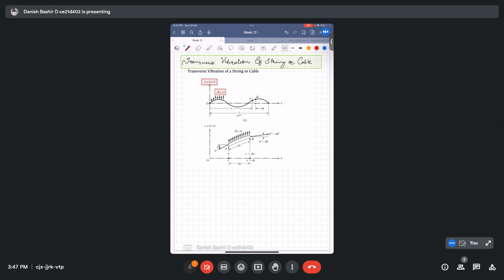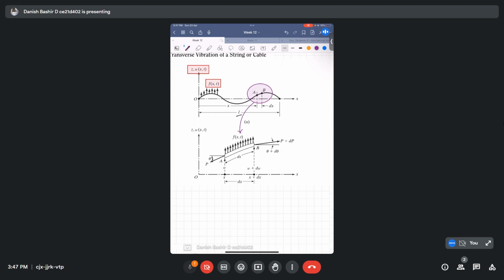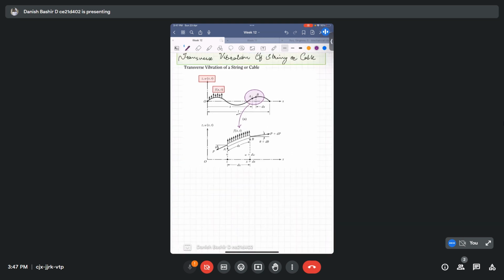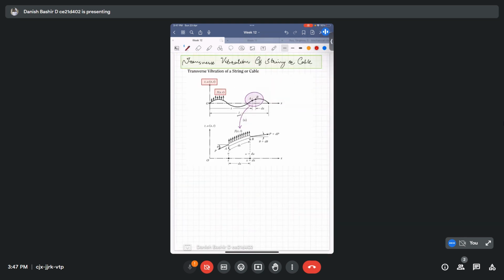Equilibrium of the forces in the z direction can be obtained. So for example, I will just magnify the same thing. This is a small part of the cable AB. If we magnify it and take it here, this is the same thing, with f of x comma t acting on a small infinitesimal part of the cable of length dx.